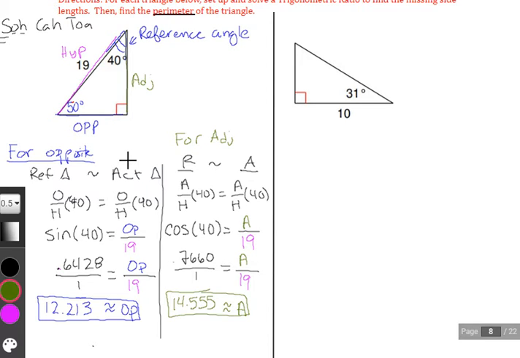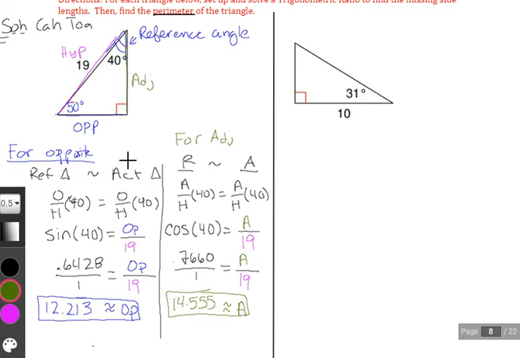So my adjacent side is larger than my opposite. That's okay because 50 degrees across from my adjacent is larger than 40 degrees across from my opposite, so the adjacent should be larger. Both are smaller than 19, which is my hypotenuse, so that gives me good vibes that we're probably doing this properly. Right? And so we have the two missing side lengths.